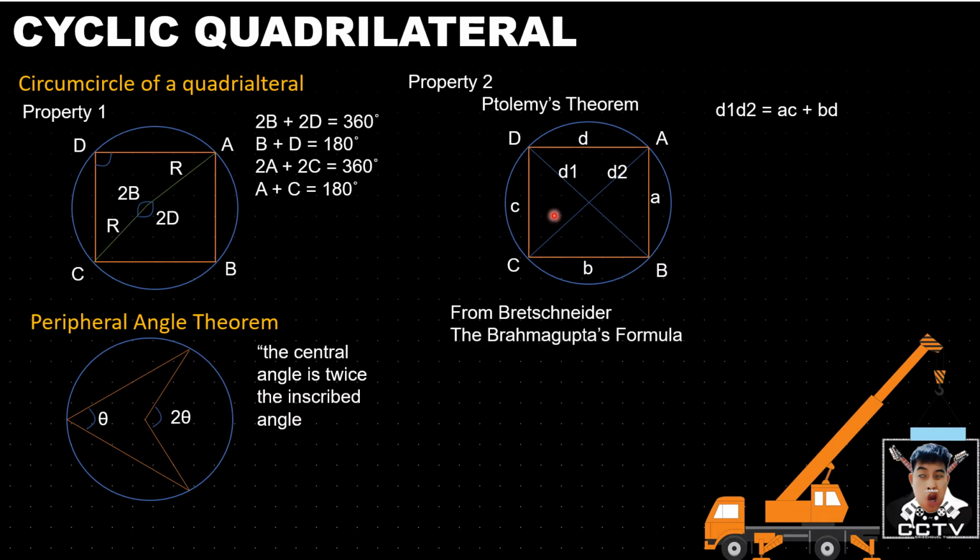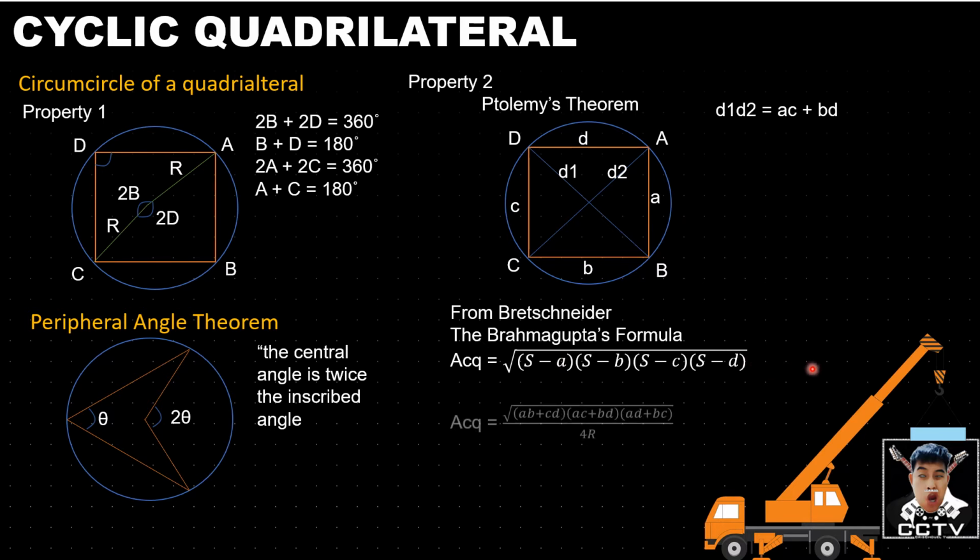From Bretschneider, the Brahmagupta's formula, and ito yon. We all know that the Bretschneider is, may katuloy siya dito, minus ABCD cosine theta. Ito, another formula din to.